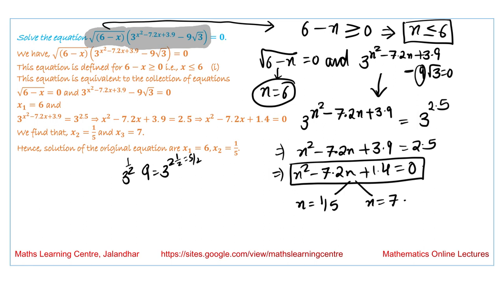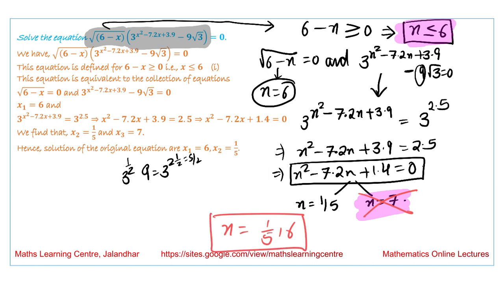And if we look at these values, the condition we have over here is that x should be less than or equal to 6, and x is equal to 7. So this is not satisfying this condition. So the final answer we have is x is equal to 1 by 5 and x is equal to 6. So these are the two values which satisfy this equation.